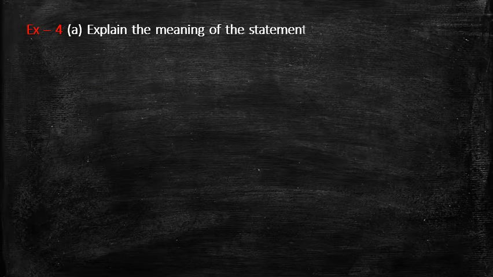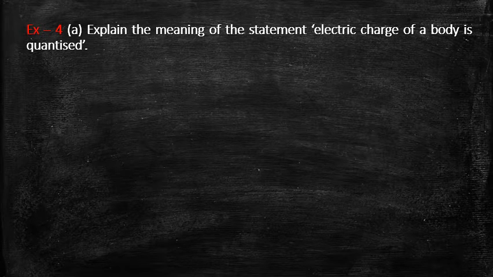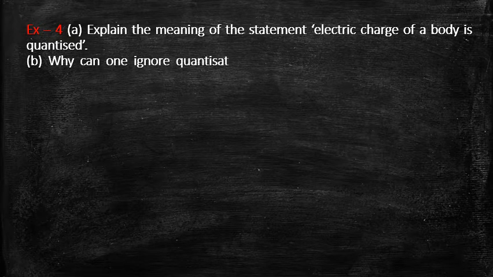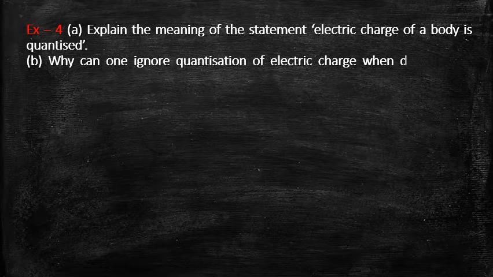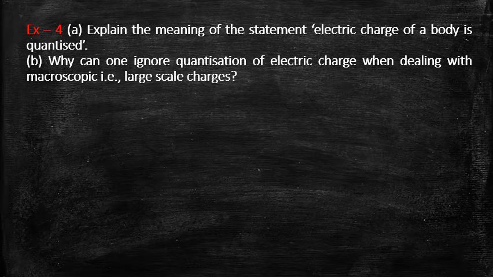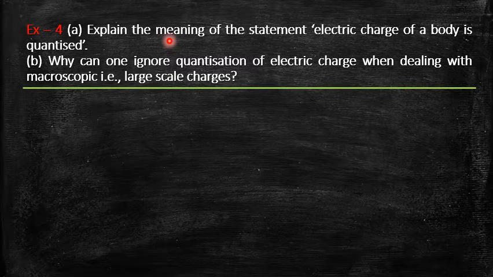In the fourth one, we are asked to explain the meaning of the statement "electric charge of a body is quantized," and why we can ignore quantization of electric charge when dealing with macroscopic charges. Now, let us first talk about A. Quantization of charge means that any charge found in nature is an integer multiple of fundamental charge.